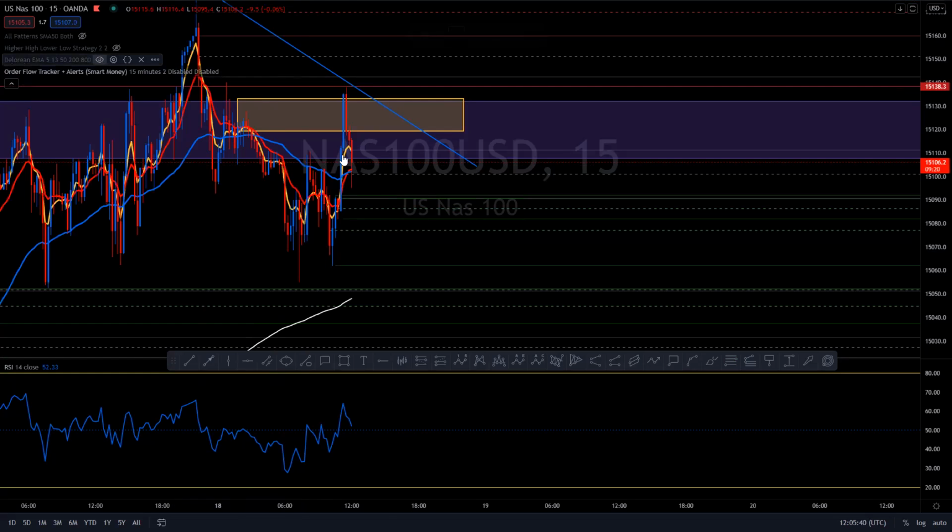So turn on the Delorian. So we see that price is heading that direction. So now I use the Delorian EMA as a way of finding my sniper entry. So when this yellow EMA crosses the red EMA, that's my sniper entry to go ahead and buy and sell.